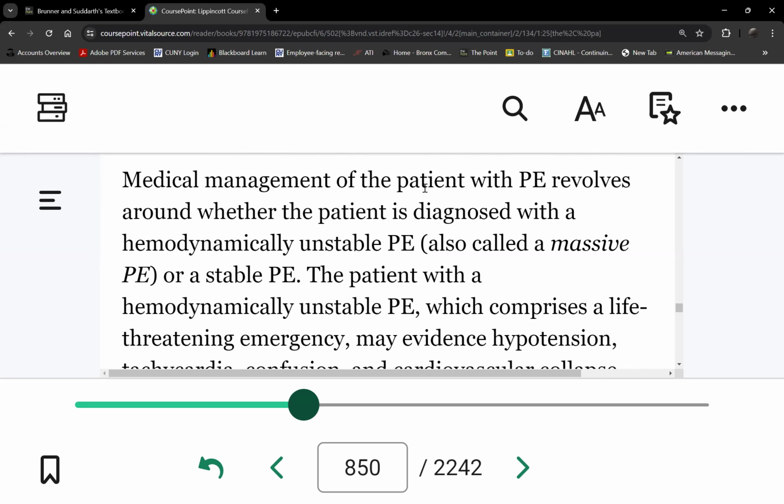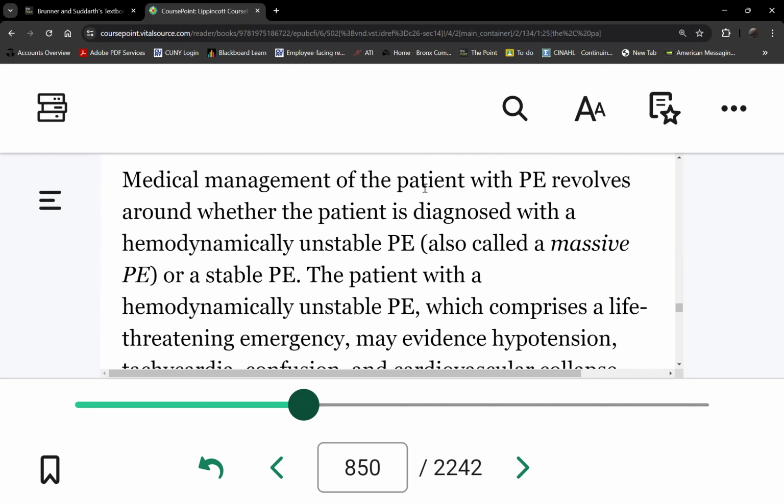If it's a low risk PE, treatment is anticoagulant. Okay, keep the patient's existing clot stable and prevent new ones from occurring, and then just allow the body, it'll dissolve it. Okay, now how long the anticoagulation, that's not our problem, that's the doctor's decision.